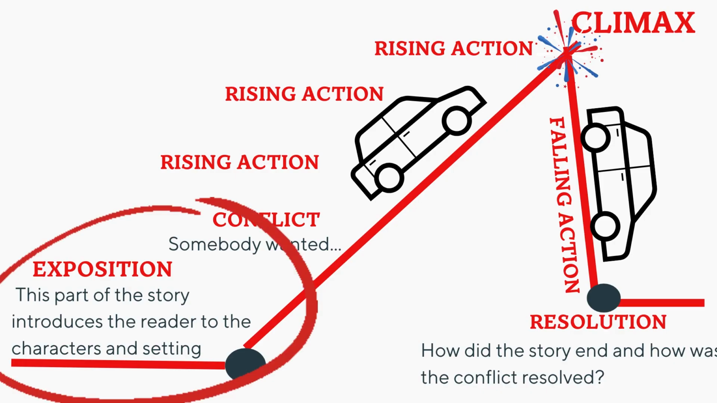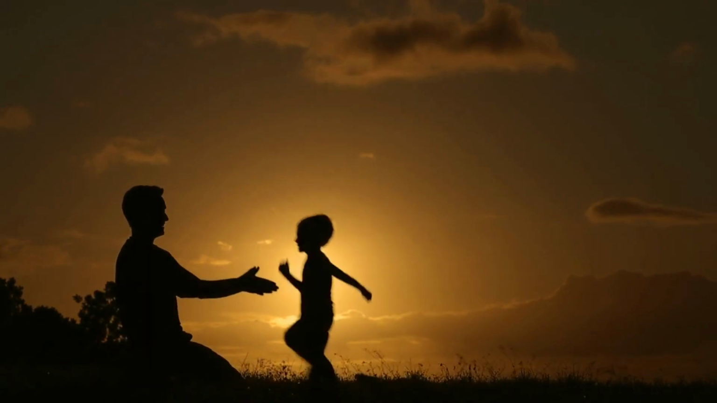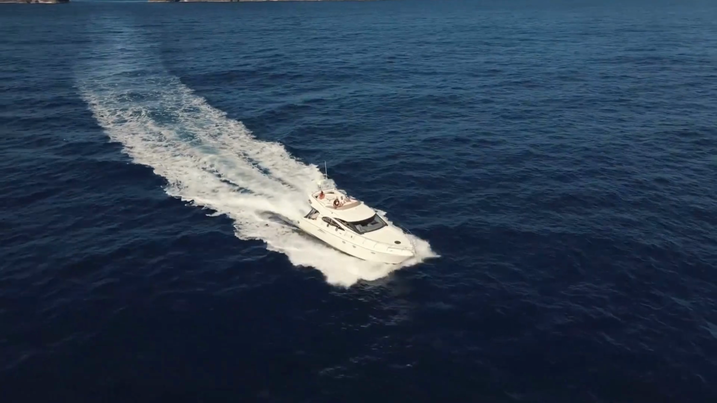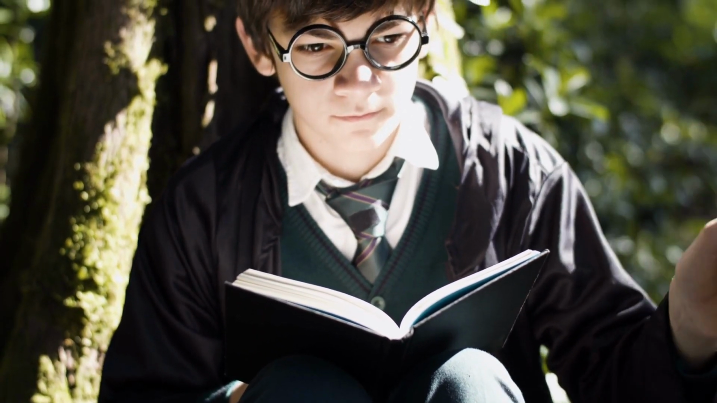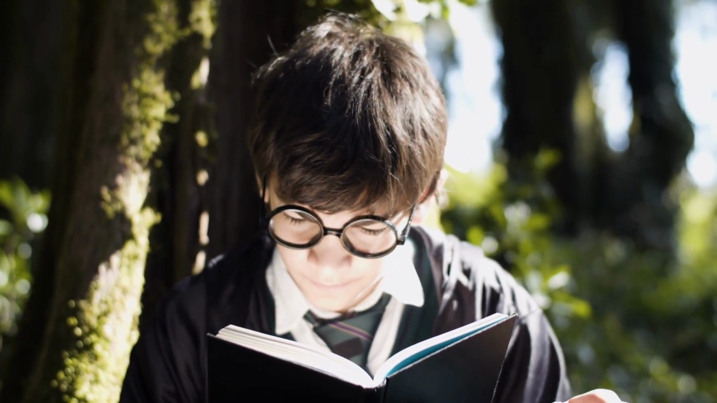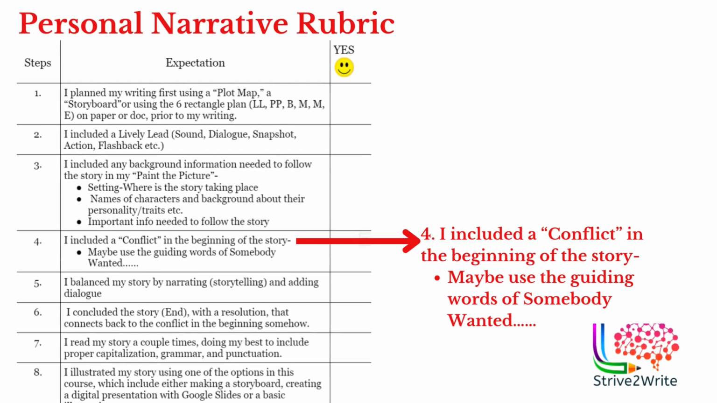The next part of composing a personal narrative is writing your paint the picture. The paint the picture, once again, is like the exposition in your plot line. This is where you're going to want to include any background information about the characters, maybe where the story is taking place, the time of year if that's relevant. Any information that's going to guide and help your reader follow your story should be included in the paint the picture.